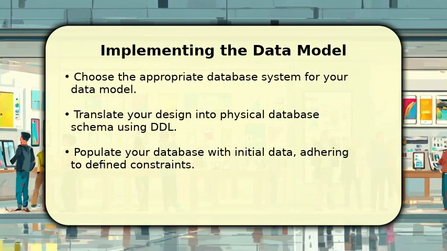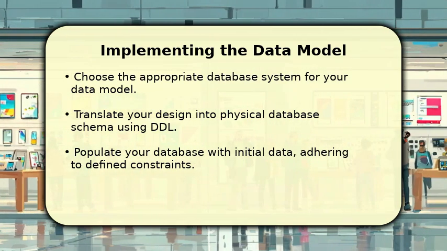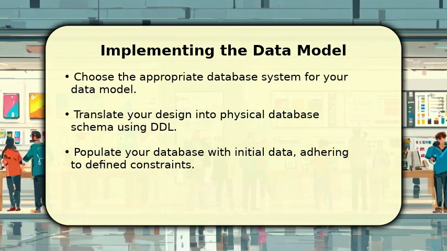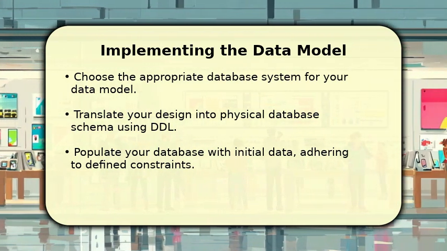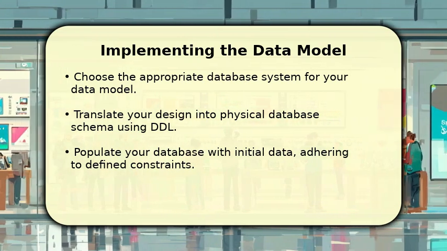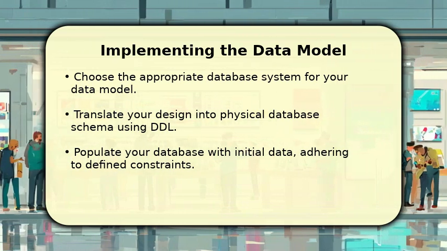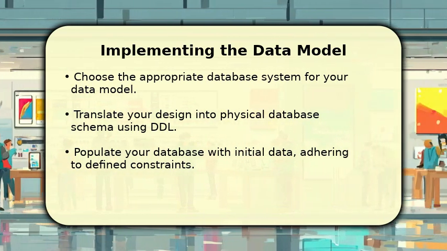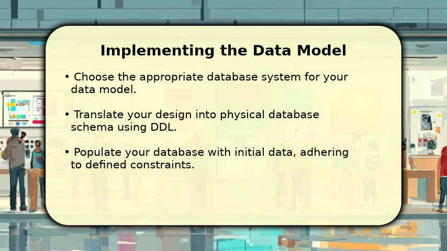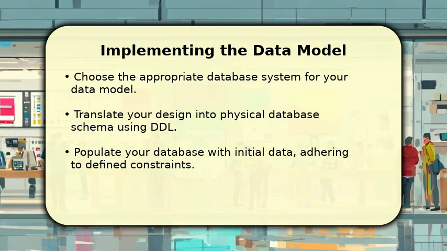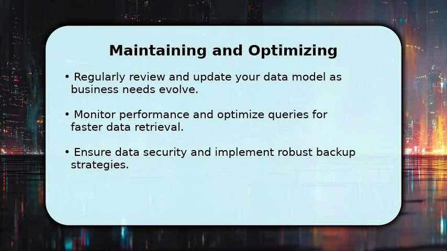Once designed, implementing your data model involves selecting a suitable database system, whether relational or NoSQL, based on your specific needs. You then translate your conceptual design into a physical schema using data definition language, creating tables and defining constraints. Finally, populate your database with initial data, ensuring it adheres to the established rules and relationships, preparing it for real-world operations. Maintaining and optimizing your data model is an ongoing process.